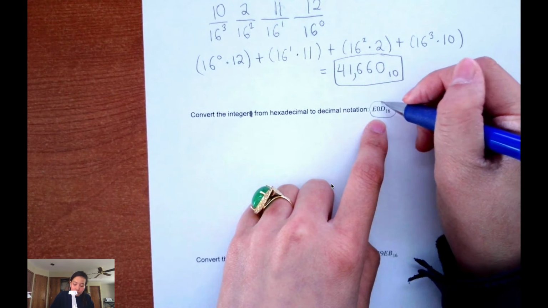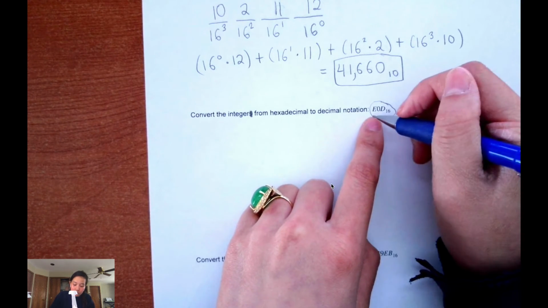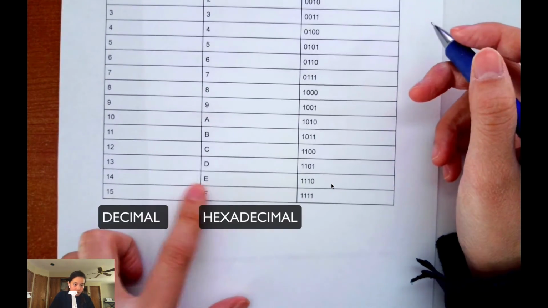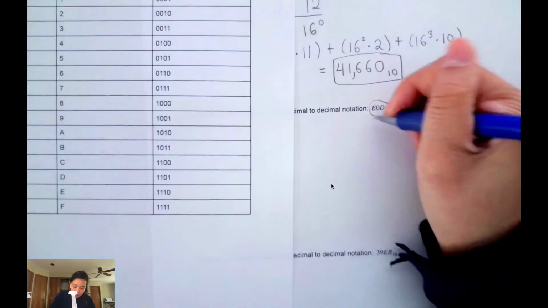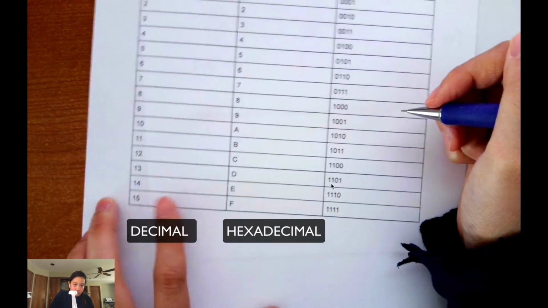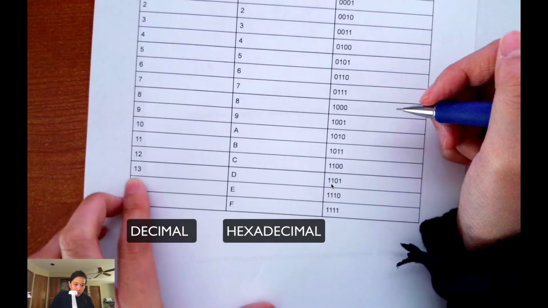Okay, so the next question says convert the integer from hexadecimal to decimal notation. So this value right here is in hexadecimal notation, E0D in base 16. E is equal to 14. 0 stays the same, and D is equal to 13.